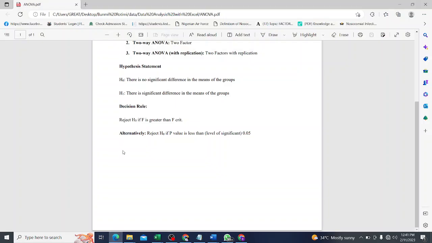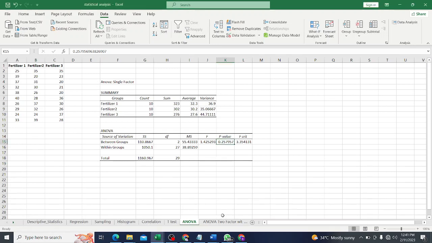Let's go back to our decision rule. Our decision rule says reject H naught if F is greater than F critical. Okay, now this is the value for our F and this is the value for F critical. Now, is this value greater than F critical? No, this value is not greater than F critical. This value is less than F critical. So that implies that we would not reject H naught.